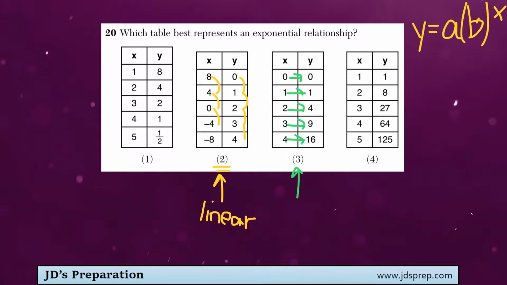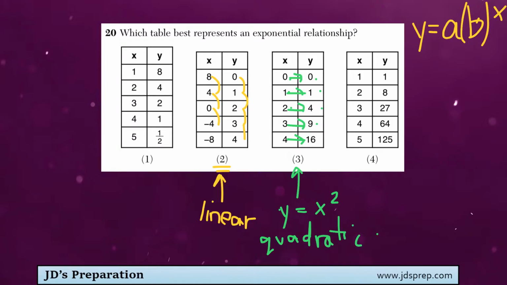Our third graph here, we can see that the pattern is actually pretty easy to spot. You are squaring every single x term to get the y value. 0 squared is 0, 1 squared is 1, 2 squared is 4, and so on. So the equation there is literally just y equals x squared. And that's not an exponential relationship. That is, in fact, a quadratic.